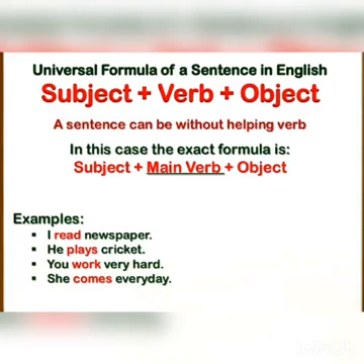A sentence can be without a helping verb. In this case, the exact formula is subject plus main verb plus object. Study the examples here. I read newspaper. He plays cricket. You work very hard. She comes every day. So remember, children, if we ask what or whom after the verb, the answer we get is the object of the verb.